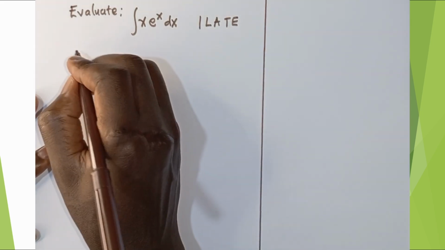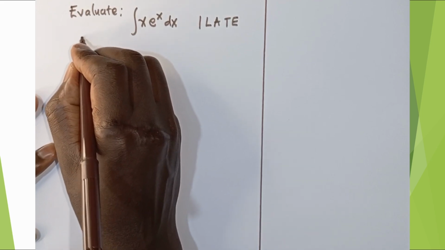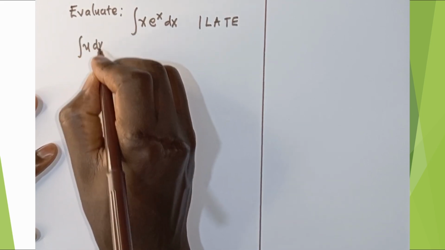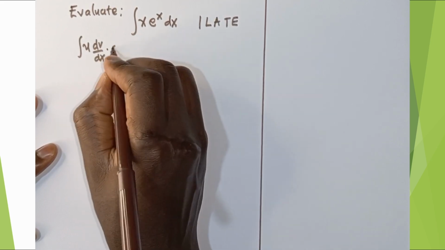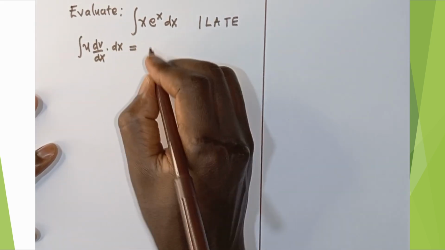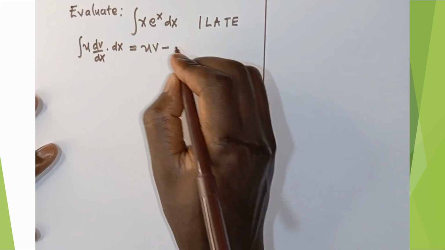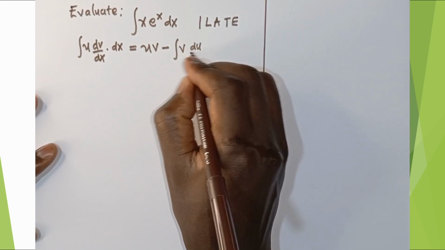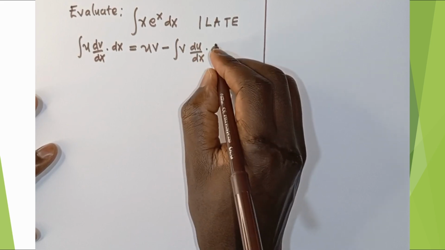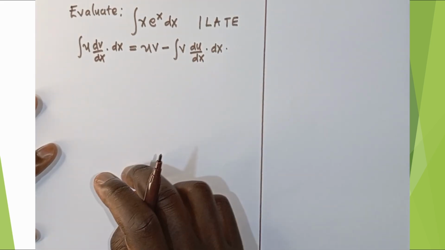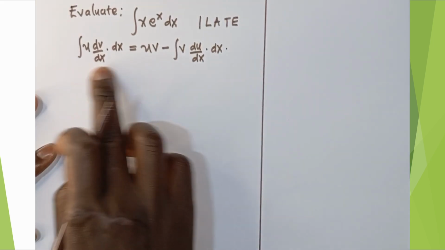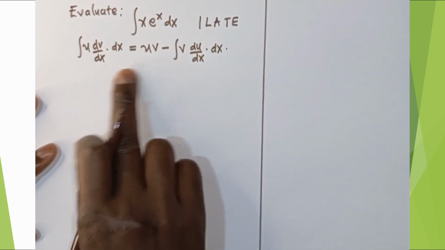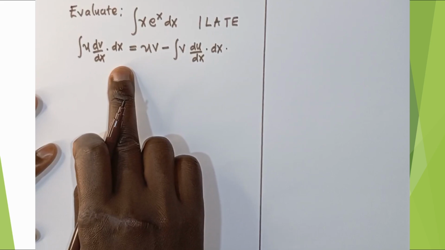Now, integration by parts tells us that the integral of u dv/dx times dx is equal to uv minus the integral of v du/dx times dx. So this is what we call integration by parts. It comes from the product rule, which we shall also see in the near future.